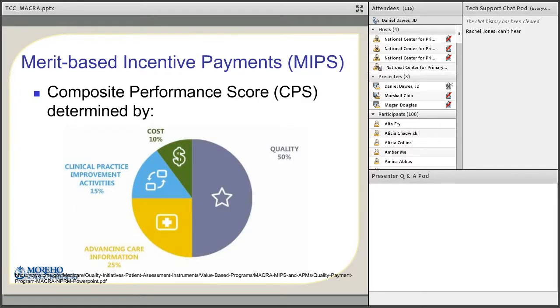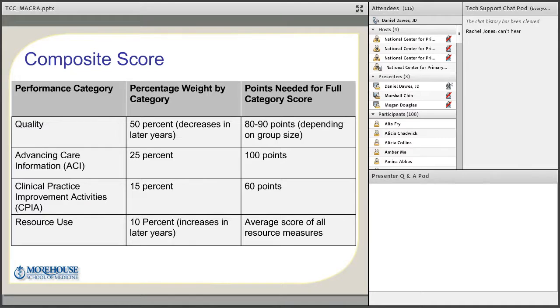And under the system, in case you're interested, here's how, by law, according to the MACRA statute, they're going to weight the different categories. Quality gets 50%, cost 10%, CPIA or clinical practice improvement activities is 15%, and advancing care information is 25%. And in case you're interested in seeing how they're going to allocate points and the potential points that you can get for each category, there they are on your right side.